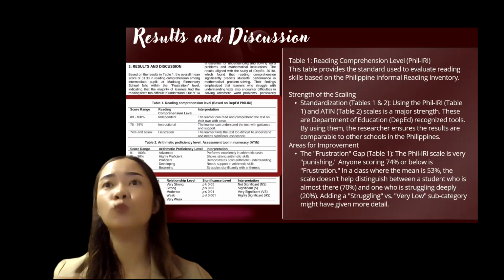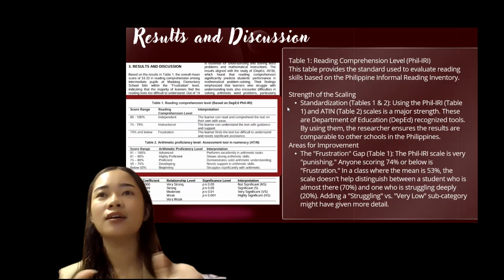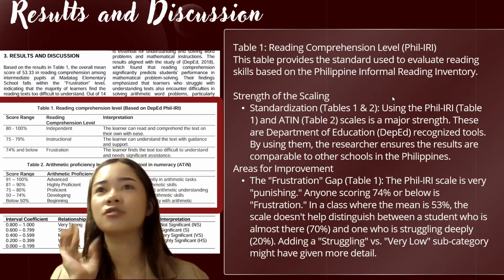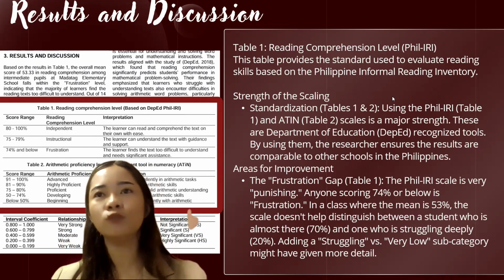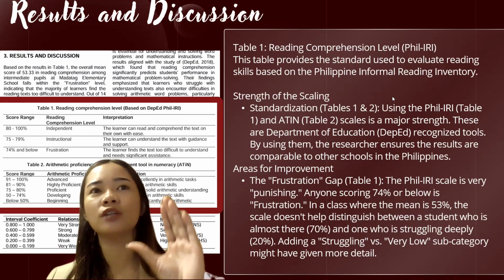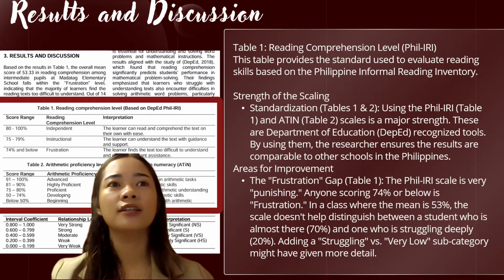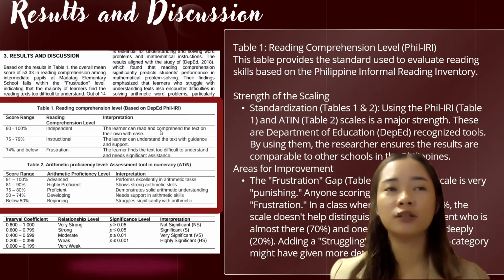Next is Table 1 in the results and discussion. We are done now with the methodology part, so we are bound to the results and discussions. Now, let's try to evaluate the first table, which is the reading comprehension level based on the DepEd theory and the Arithmetic Proficiency Level Assessment Tool in Numeracy, or ATIN. As you can see, this will be the basis of her result.